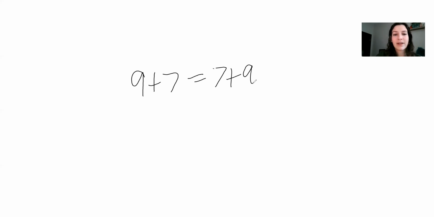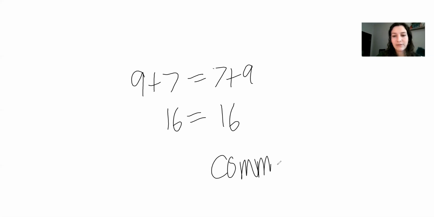On the left-hand side, we have 9 plus 7, with the 9 preceding the 7, and on the right-hand side, we have the 7 preceding the 9. But these are the same answer. We will get 16 on both sides, and this is the commutative.